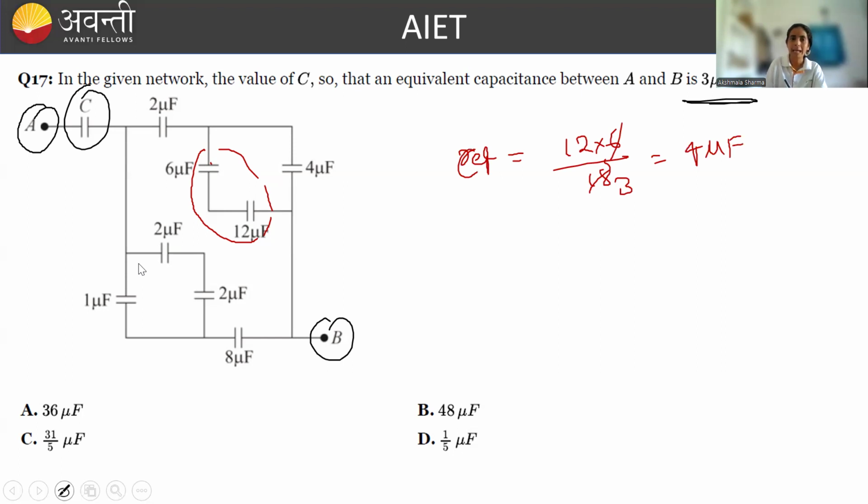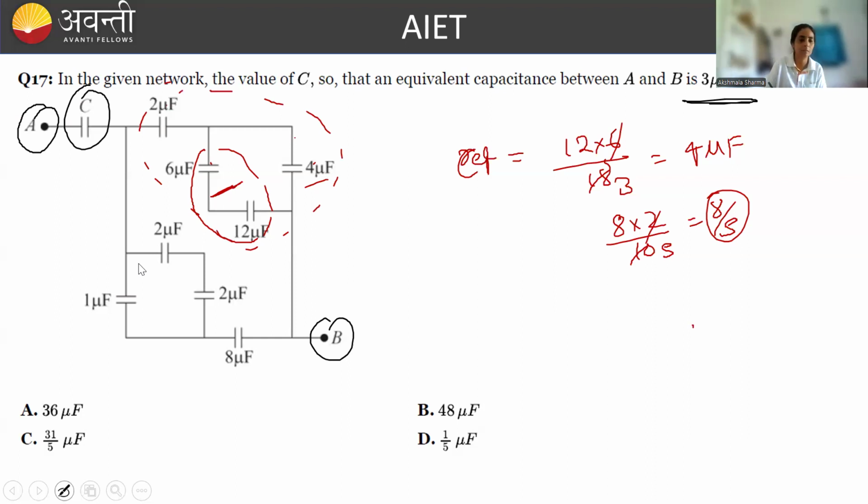So this is 4, and this 4, this whole 4 and this 4 are in parallel. So in parallel, they will get added like series, 4, 4, 8. And again, 8 and 2 are in series. They will get added like parallel. So 8 into 2 by 10, and that is equal to your how much? 8 by 5. So this whole is becoming how much? 8 by 5. That whole is how much? That is your 8 by 5.